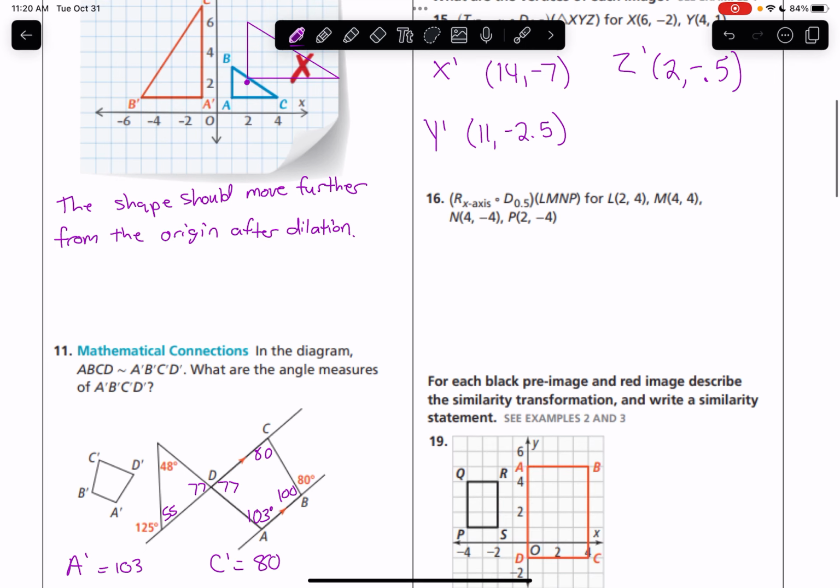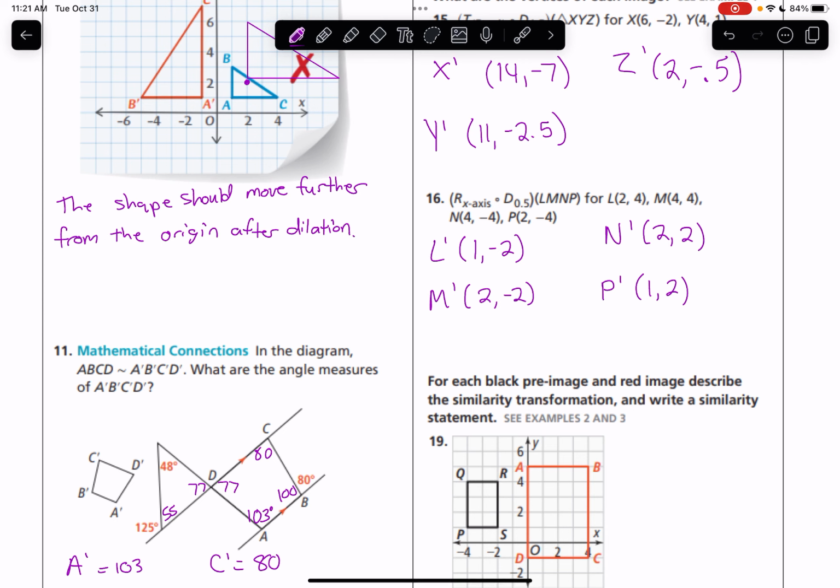Number 16, similar thing. I'm going to dilate with a factor of 0.5 by making every one of these points half as big. And then I'm going to reflect it over the x-axis by making the y-coordinates negative of what they were. So I'm going to end up with L prime at 1, negative 2, M prime at 2, negative 2, N prime at 2, 2, and P prime at 1, 2.